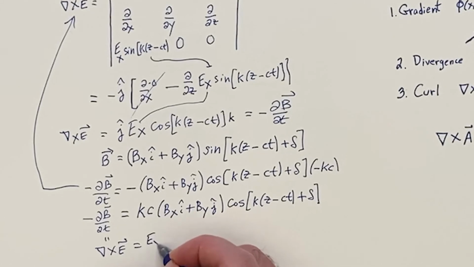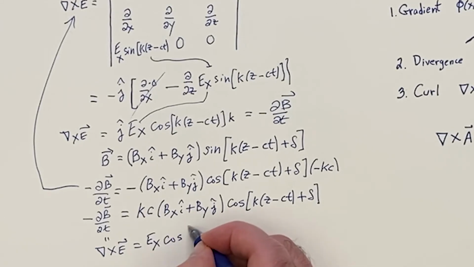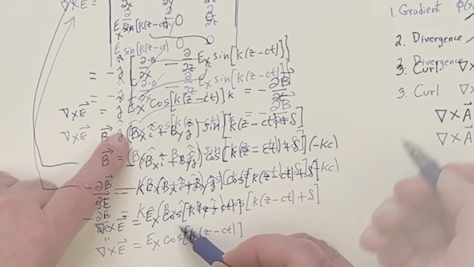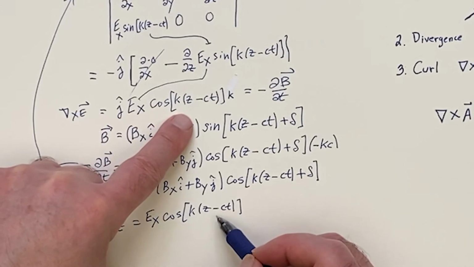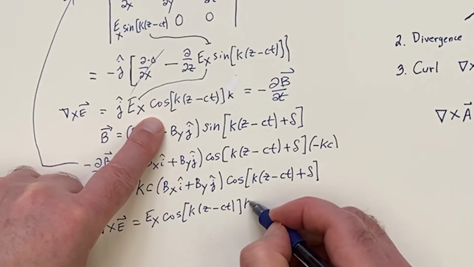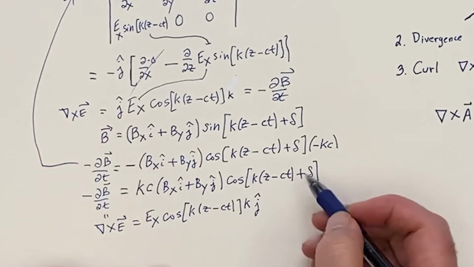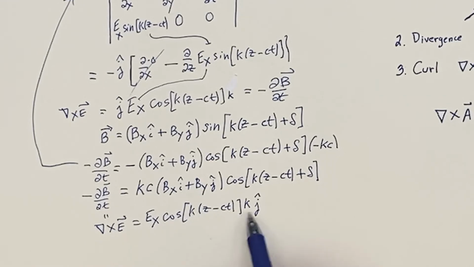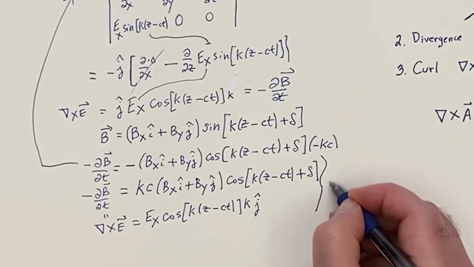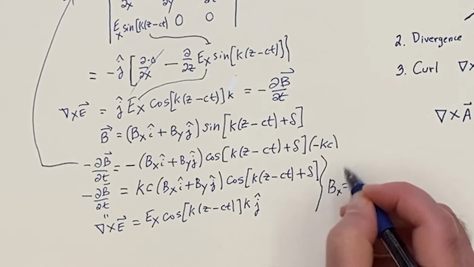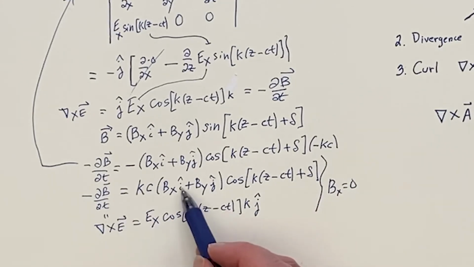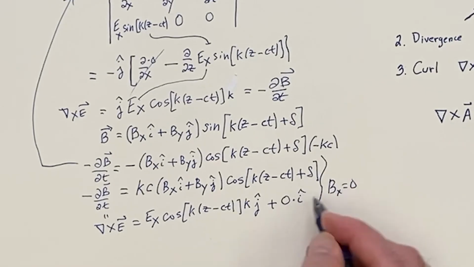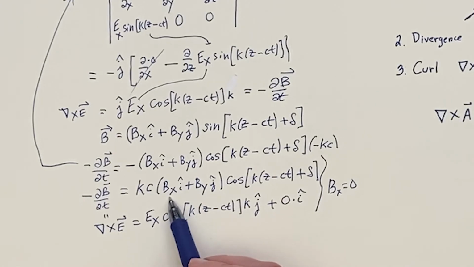That's an Ex cosine(kz minus ct). So Ex cosine, and then there's a k floating around, and then there's a j hat. Okay, so here you can see that there's no i hat here. So since there's no i hat here, that means Bx is 0, because this is a vector equation. i hat has to equal i hat. There's no i hat here. See, this is plus 0 times i hat. So that means Bx is 0.